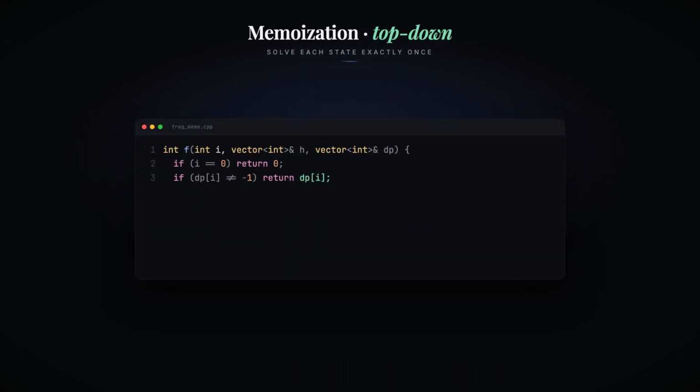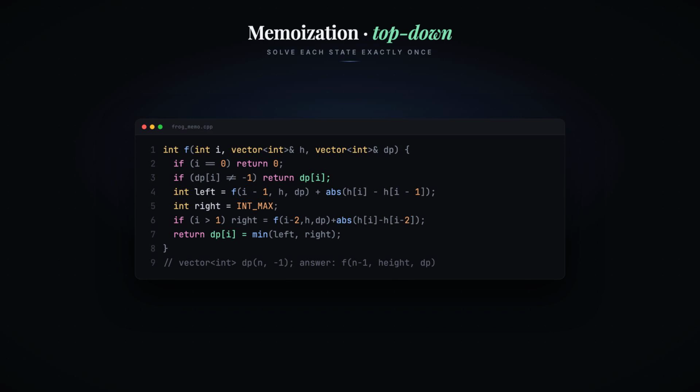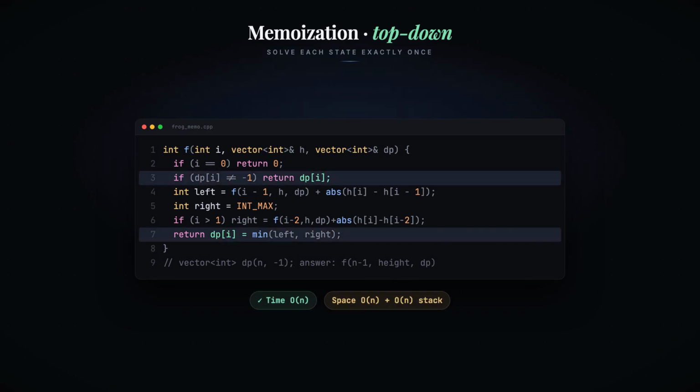The fix is memoization. Keep a DP array initialized to -1. Before computing a state, check if we've already solved it. If yes, return the cached value instantly. Otherwise, compute it once and store it. Every state is now solved exactly once. Time drops to order n, with order n space.